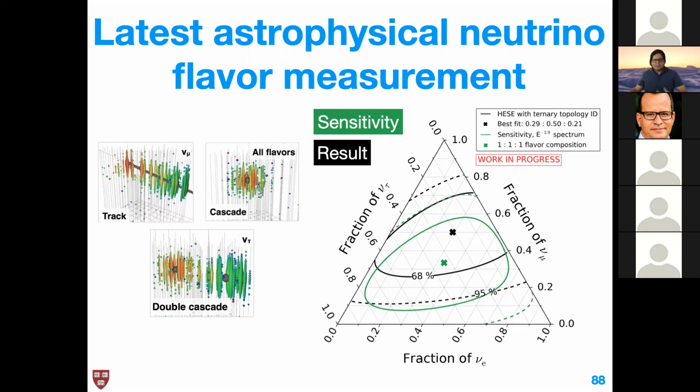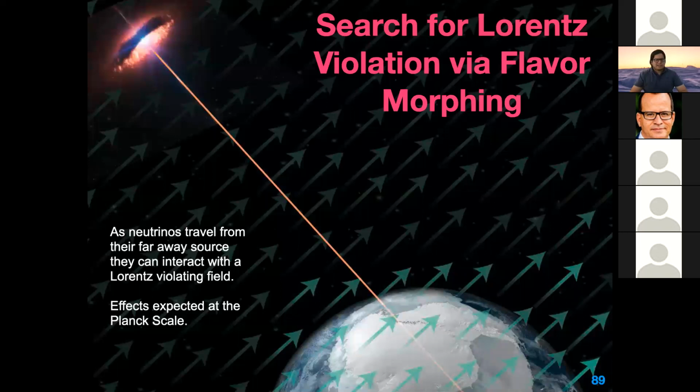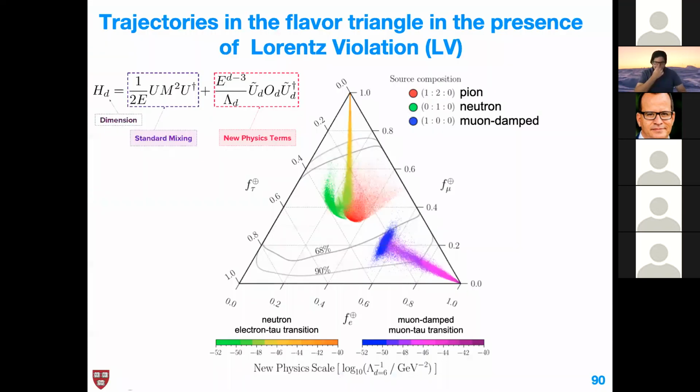So what can happen to the flavor triangle if I include Lorentz violation? The idea here is that there may be a Lorentz violating field that permeates the universe. Or, for example, it doesn't need to be a Lorentz violating field, but it could be a flavored interaction between neutrinos and matter. That will also work, by some secret interaction somewhere between the source and us. So we are agnostic of how Lorentz violation is broken, if it's broken.